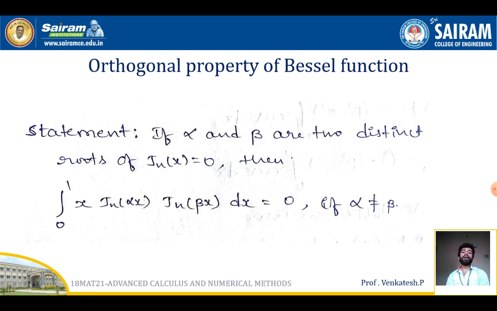If alpha and beta are two distinct roots of Jn(x) equal to 0, then the integral from 0 to 1 of x into Jn(alpha x) Jn(beta x) dx will be equal to 0 only if alpha is not equal to beta.